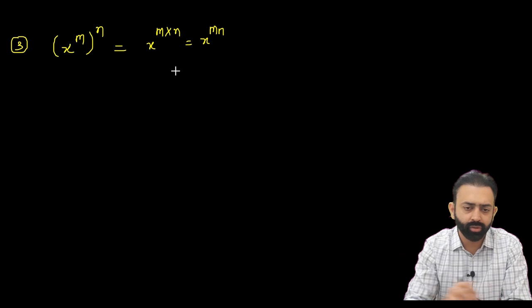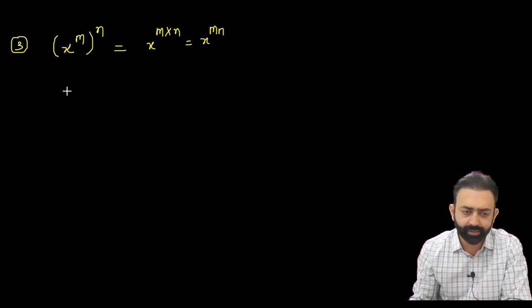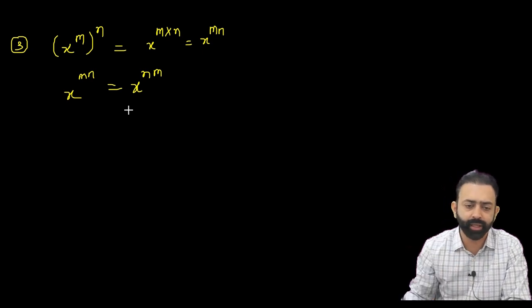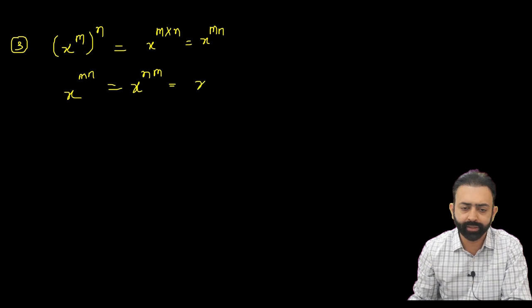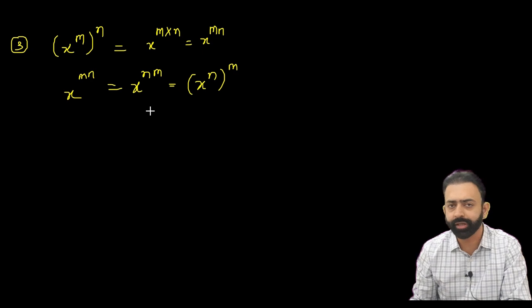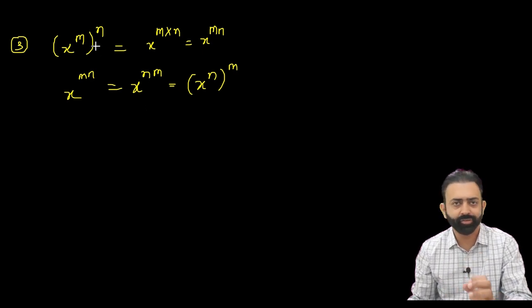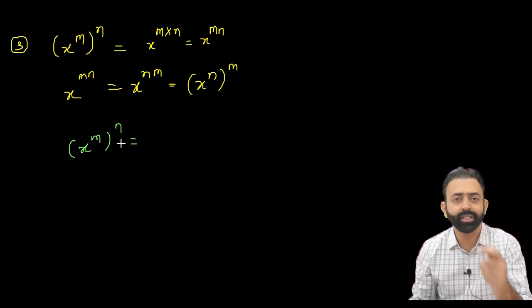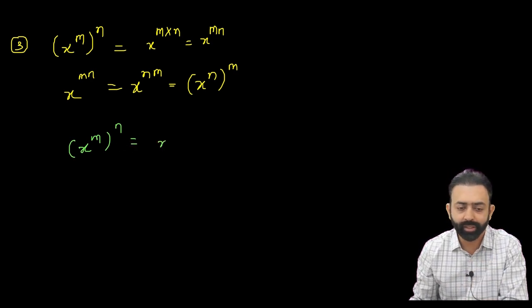And if this is true, I can again write x raised to power mn as x raised to power nm. So this can be written as x raised to power n and then raised to power m. Now this is very important. You can say it is a deduction from the original law. And what is that deduction? That if x raised to power m is raised to power n, you can interchange the exponents. So this can be written as x raised to power n raised to power m.